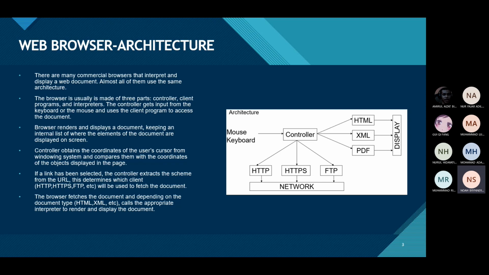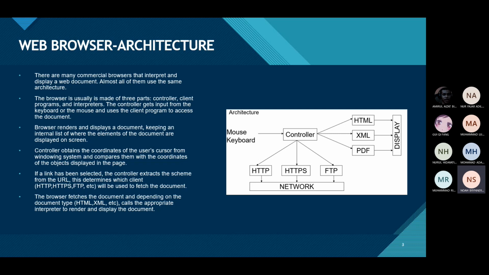As from the diagram here, the client program would be the one that is responsible for determining what protocol the data is receiving or sending, and then the controller will use that to determine which interpreter to use to interpret the data, so it can show you on your browser.